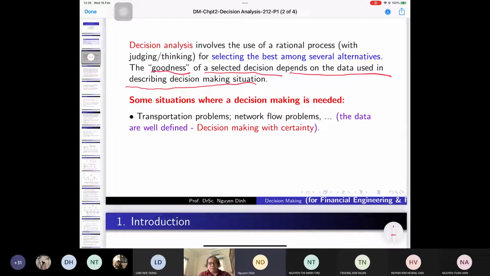If you use data that is not good, then the data will lead you to make a decision which is not good. So the best here does not mean optimal like you have in linear programming. I don't know if you have studied optimization 1 already.